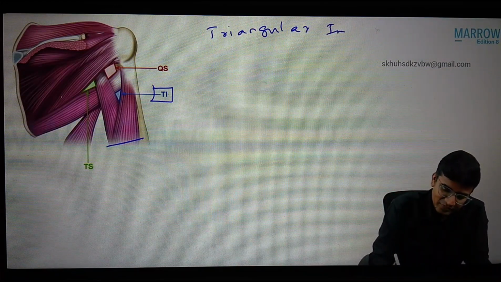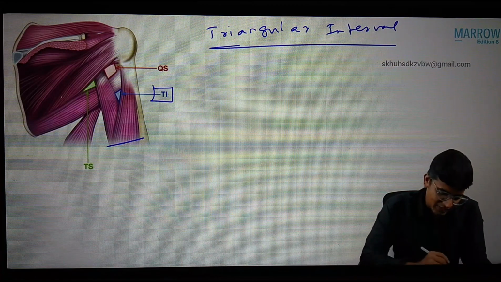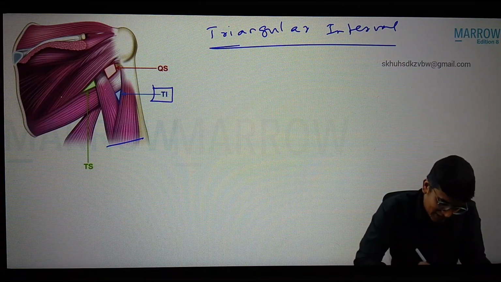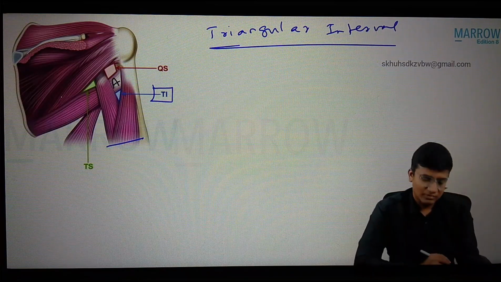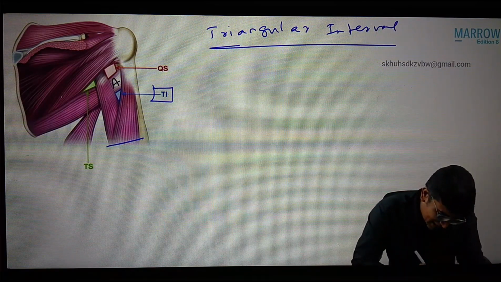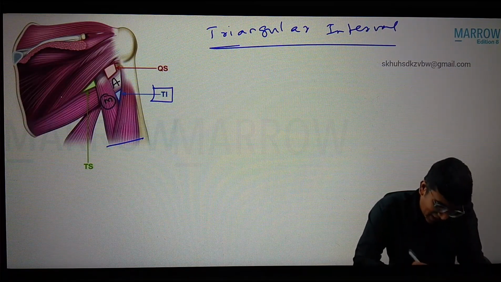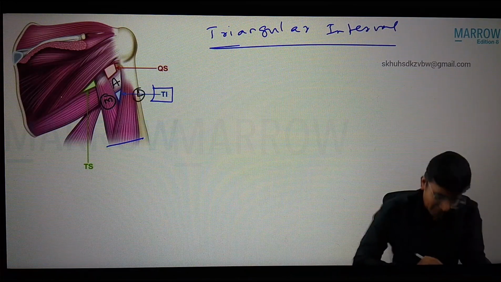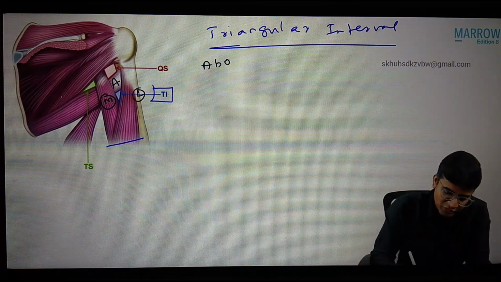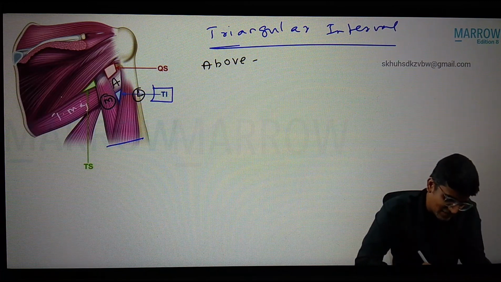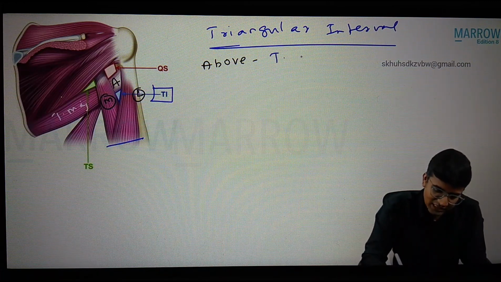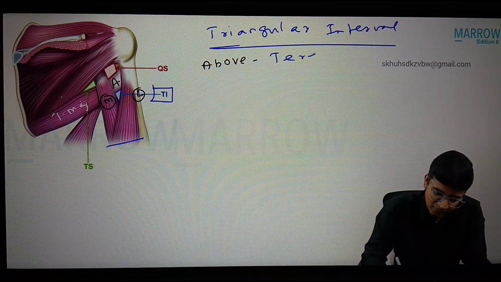Triangular interval. Now the triangular interval boundaries are, this is above, I'm writing A here, this is above, and this is medial side, and this is lateral side. Now above the triangular interval, what is the superior boundary? Which muscle? That is our teres major muscle. So above is teres major muscle.